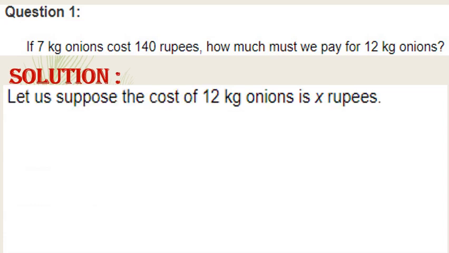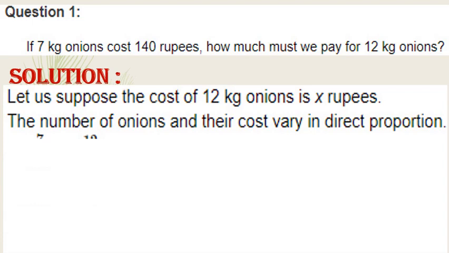Let us suppose the cost of 12 kg onions is rupees X. The number of kg of onions and their cost vary in direct proportion. So here the value which we have to find, we have presumed to be X, and we know they both are directly proportionate. So therefore we'll get the equation as 7 upon 140.